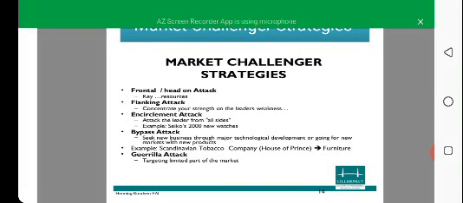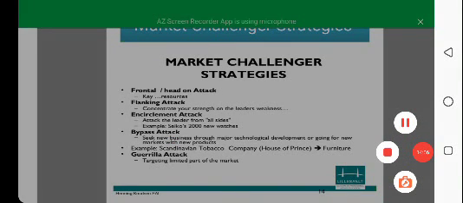Then guerrilla attack: targeting a limited part of the market and pursuing it to bring success in the market. So this is part 1 of the strategies. We will discuss the second part now, the challenger strategies.